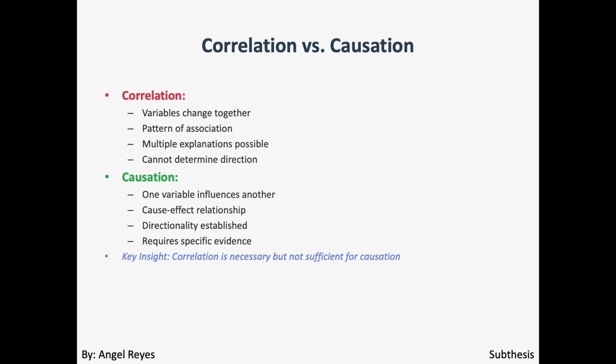This brings us to the fundamental distinction between correlation and causation. Correlation means variables change together. There's a pattern of association, but we can't determine direction, and multiple explanations remain possible. Causation, however, means one variable actually influences another. There's a true cause-effect relationship with established directionality, but this requires specific evidence. Here's the key insight: correlation is necessary, but not sufficient for causation. You need correlation first, but that's just the starting point.